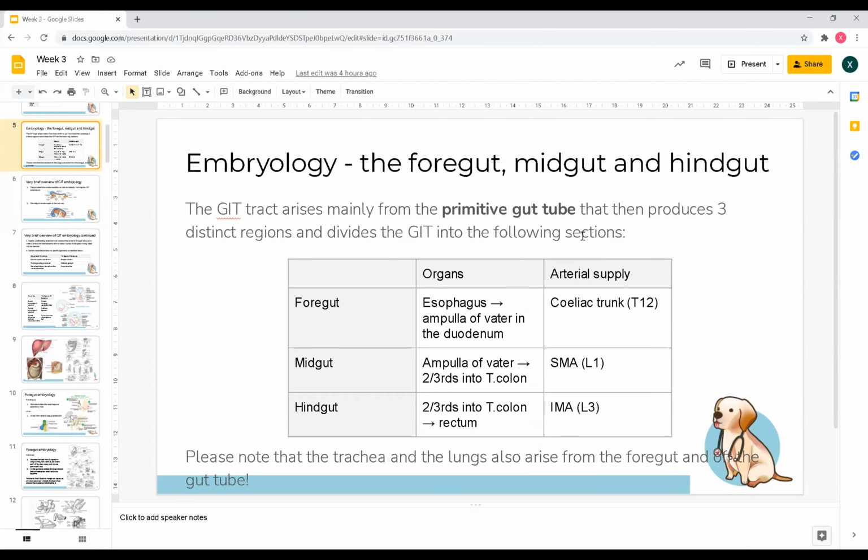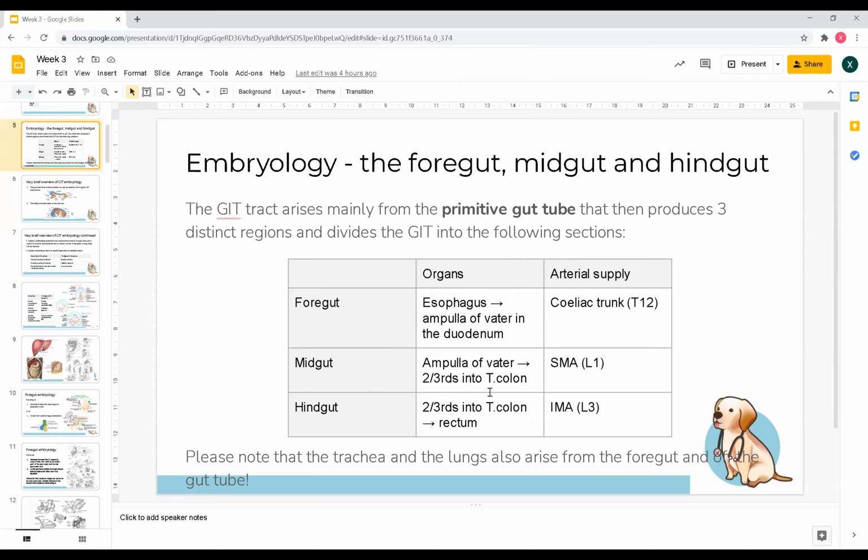And because it's one really long tube, you can probably think in the GIT, your esophagus is going to be a little bit different to your stomach, which is different to your intestine, which is different to your rectum. To deal with this really big part of the human body, we split it up into 3 regions: the foregut, the midgut, and the hindgut. And each of them form a bit differently to each other.